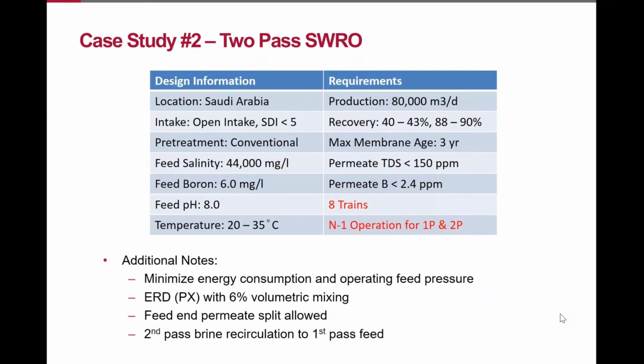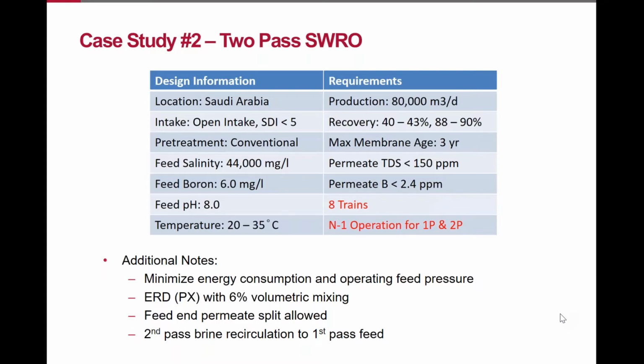So in this case, we also want to operate with 8 trains, so we need to make sure the number of pressure vessels that we're using is divisible by 8. And we also want to make sure that N-1 operation for first and second pass is available for the system. So that means we need to make sure that the plant works with 8 trains and with 7 trains in both first and second pass.